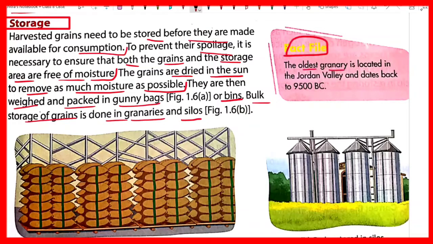One important fact we have here: the oldest granary is located in the Jordan Valley, and it dates back to about 9500 BC. It is a very important fact that you have to remember. It's in Jordan Valley.